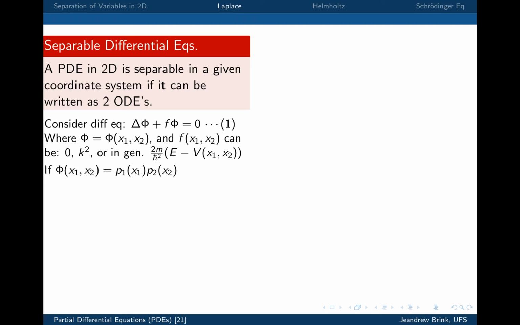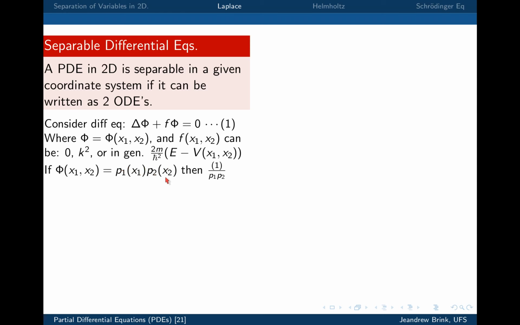Okay, so now let's work out when it's separable. We said the system is separable in a given coordinate system if we can basically write it as two ODEs. So we're going to make this ansatz. Again, it's an assumption that phi can be factored into two separate functions of the independent variables.